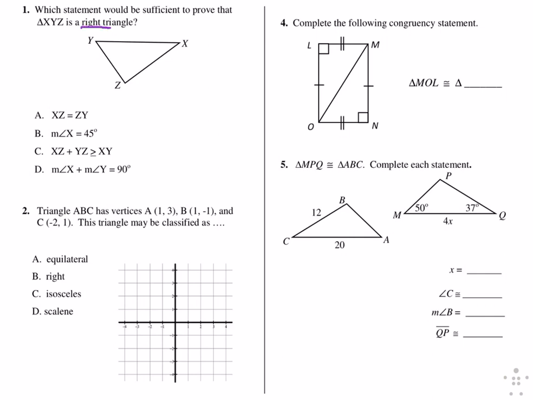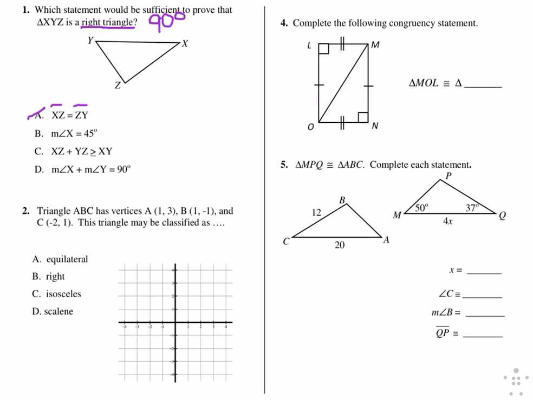Well, we know that in order for something to be considered a right triangle, it has to have a 90-degree angle in it. So if I look at answer choice A, it says XZ is equal to ZY. That has nothing to do with having a 90-degree angle. This is looking at line segments. So how long the sides of the triangle are doesn't prove whether or not it's a 90-degree angle, unless it had something to do with the Pythagorean theorem.